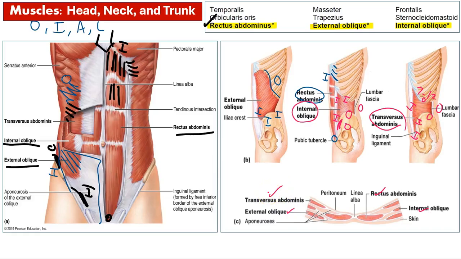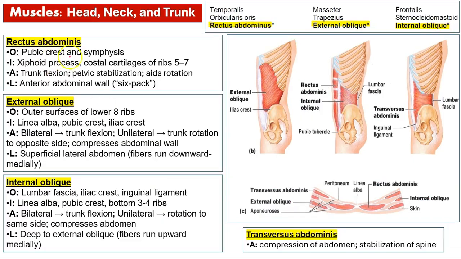All right, folks? Now, on the next slide here, I have all of that: origin, insertion, action/function, and location in all these areas. Now, let's get into a little bit more details about the location first. So, rectus abdominis is going to be our six-pack on the abdominal wall. That might be the easiest one to recognize.